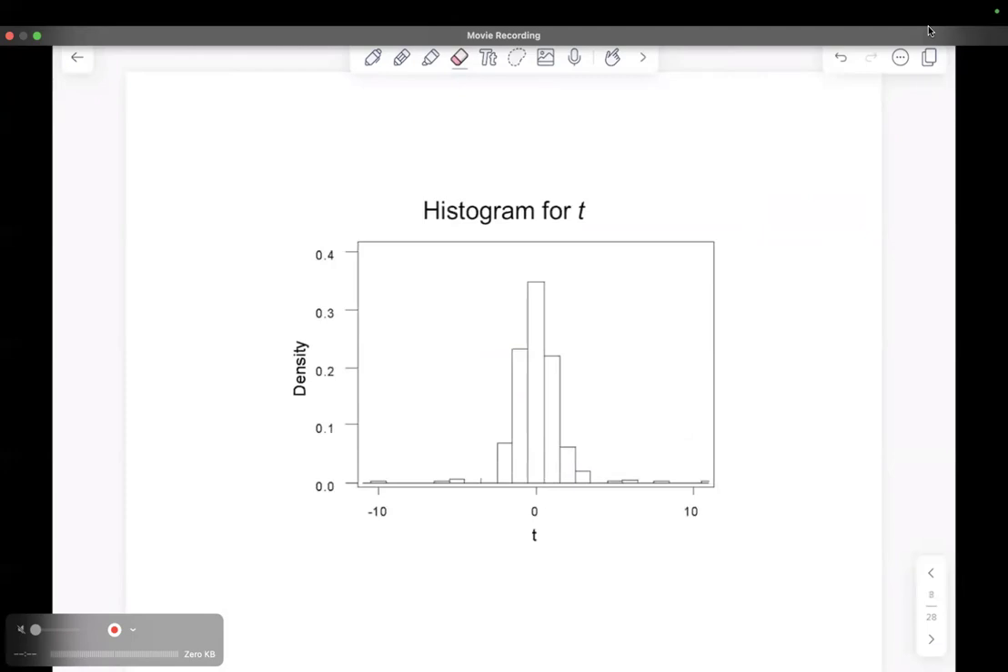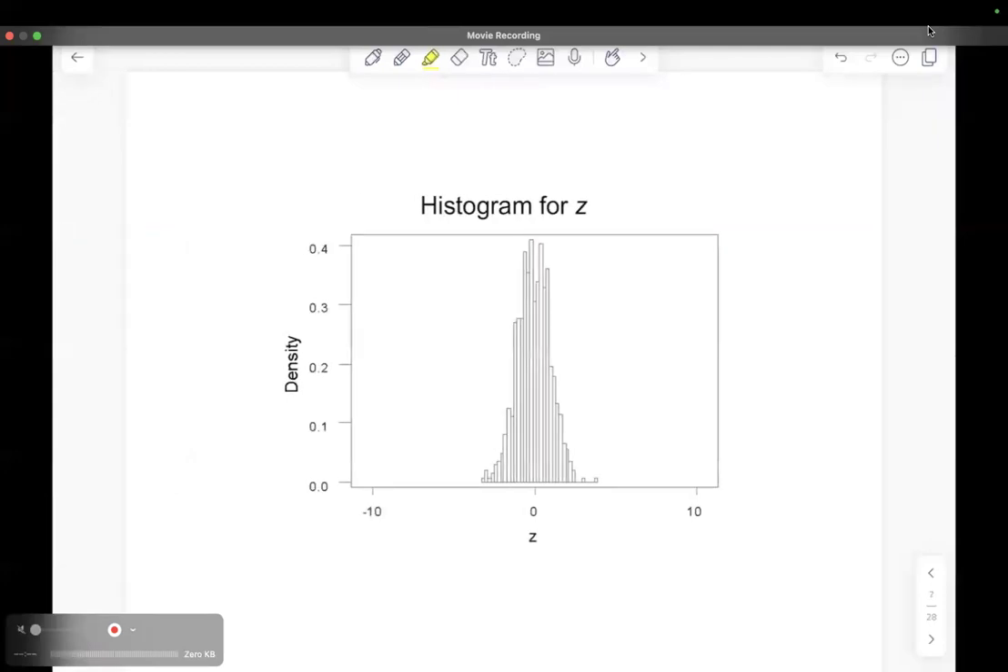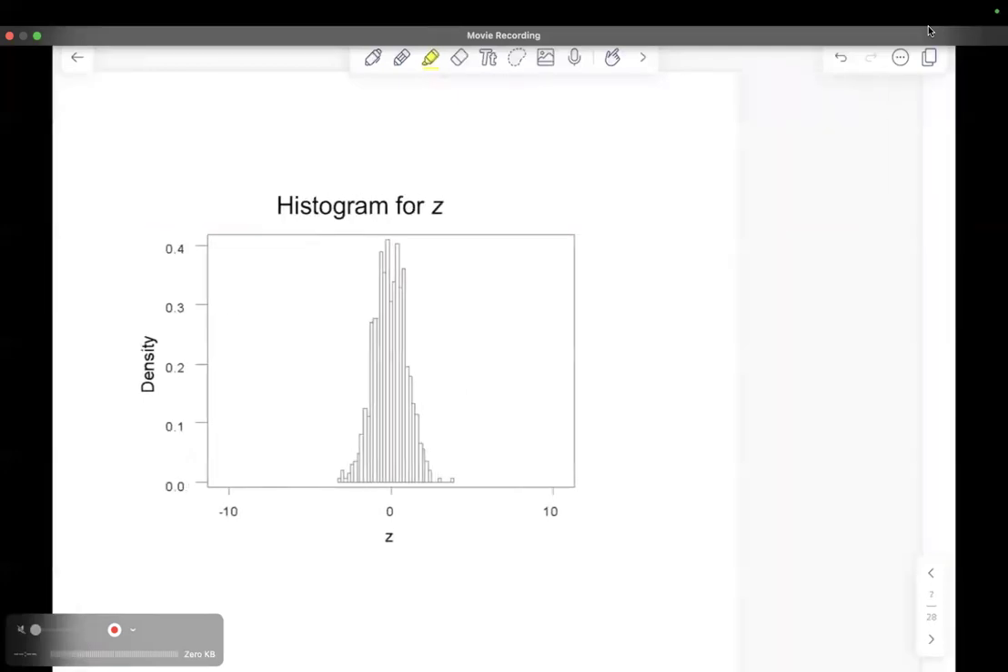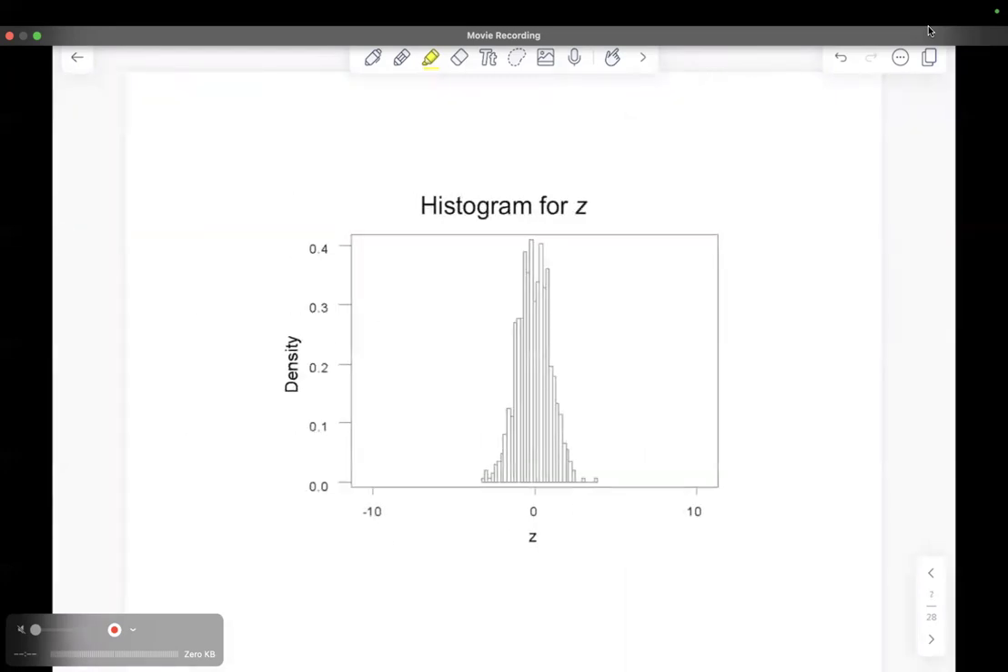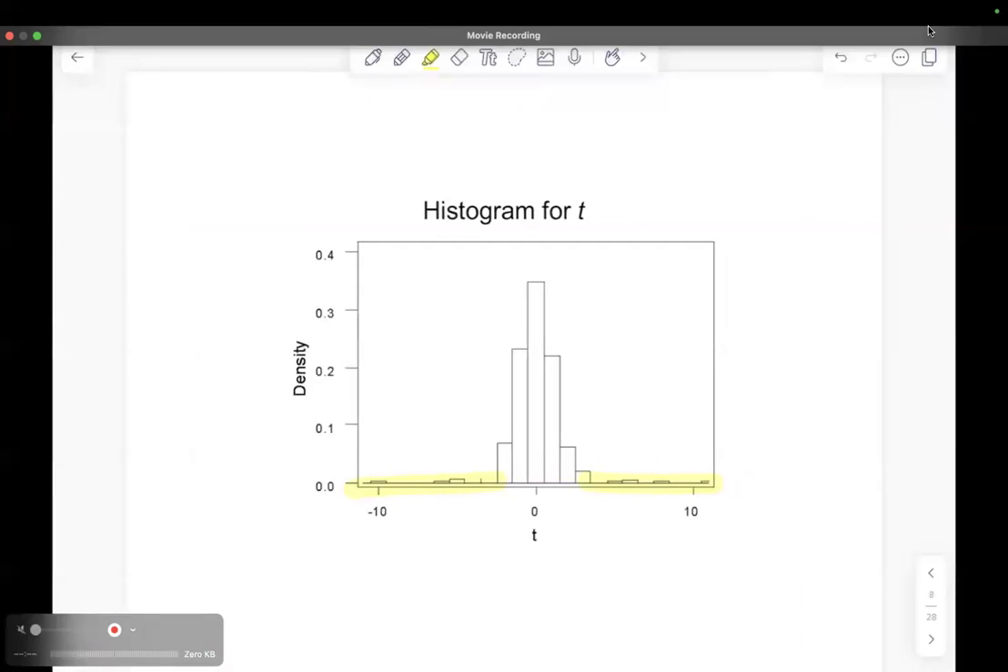Here's a histogram for T. Notice that with Z, they're all squished right there in the middle. T values kind of spread out a little bit more in the tails, both tails on both sides. Both of them are normally distributed. Both of them are bell-shaped. Just the T value is spread out more. There's more in the tail than with the Z. And a lot of that has to do with sample data.